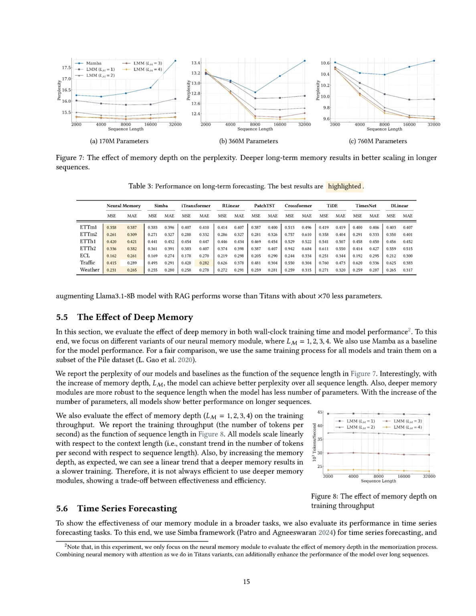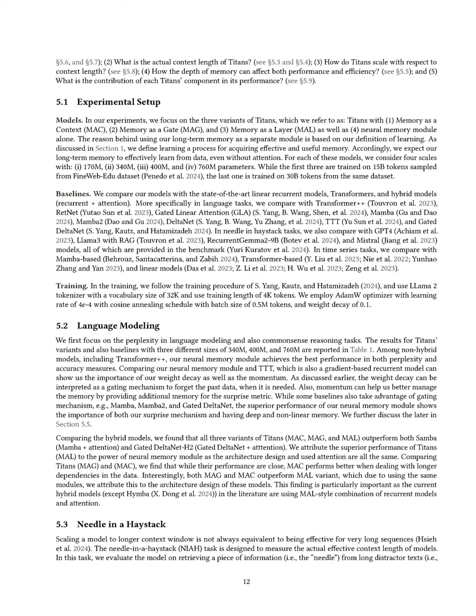The performance of the Titans architecture is validated through a series of experimental evaluations across various tasks, including language modeling, common sense reasoning, needle in a haystack, NIAH, time series forecasting, and DNA modeling. The experimental design involves comparing Titans with state-of-the-art models, such as Transformer++, Gated Linear Attention, GLA, and Mamba, across different scales of parameters, 170M, 340M, 400M, and 760M, trained on large datasets like FineWeb-Edu, which consists of 15B to 30B tokens.